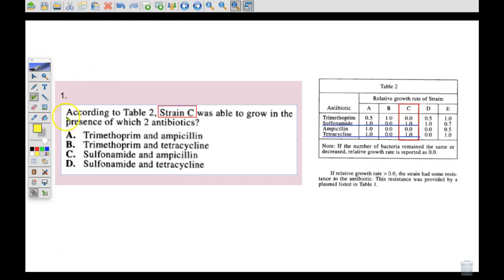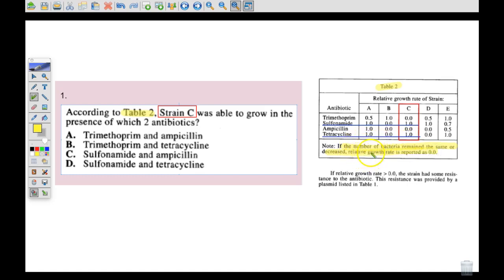And our first question says, according to Table 2, so that means I need to look for Table 2 on my handout, strain C was able to grow in the presence of which 2 antibiotics? If we look at the table over here, we need to find strain C. And it has a growth rate of 1 for 2 antibiotics and 0 for the other. I see a note down here where it says if the number of bacteria remain the same or decrease, relative growth rate is reported as 0.0.